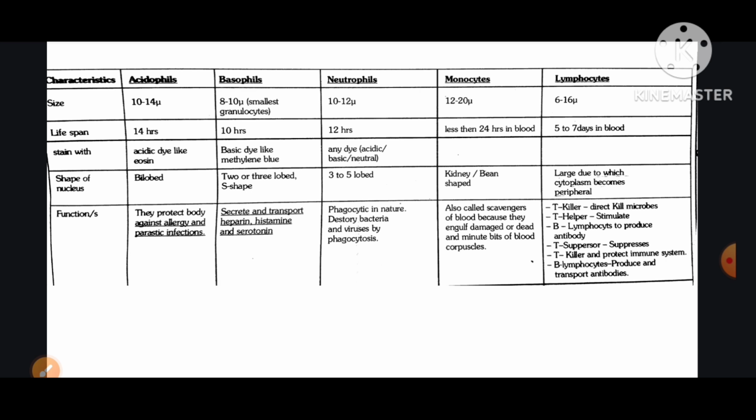Lymphocytes: T killer cells directly kill microbes. T helper cells stimulate B lymphocytes to produce antibodies. T suppressor cells suppress T killer cells and protect the immune system. B lymphocytes produce and transport antibodies.